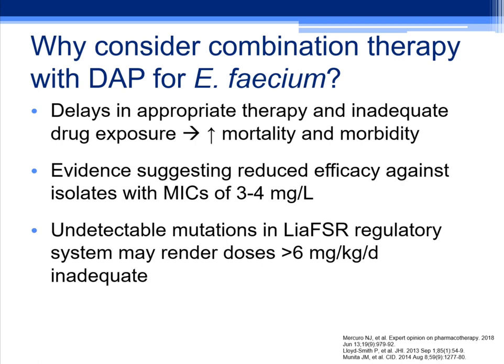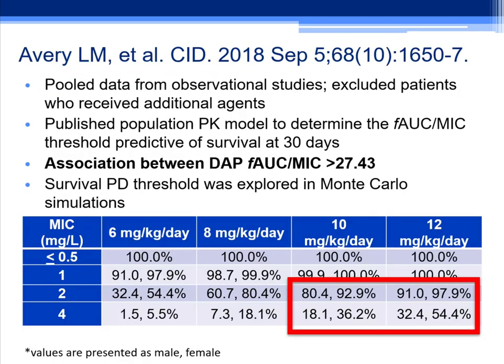What actually started high dose daptomycin was some previous retrospective studies indicating that you might need higher doses. Then Avery and colleagues in CID got some pooled data from observational studies. They did a PK/PD model to determine the free AUC/MIC threshold to predict survival at 30 days and showed that you needed to be greater than an AUC/MIC of 27.43. So this was a survival pharmacodynamic threshold explored in Monte Carlo simulation.